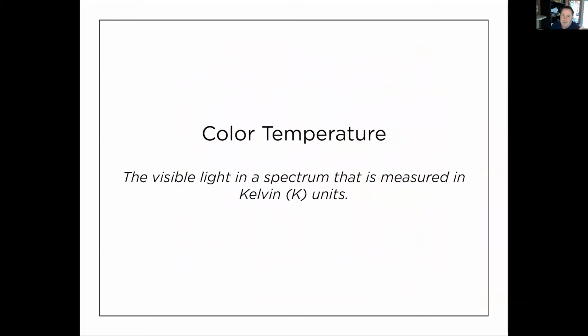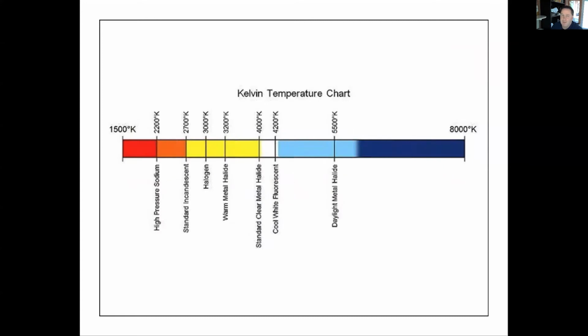We're talking about color temperature, which is the visible light in a spectrum that is measured in Kelvin. When you're dealing with photography, you're going to deal with color temperature, because different lighting sources have different color temperatures, whether it's the sun, off-camera light, or the light in the room. Those color temperatures make a huge difference in your photos when you take them.